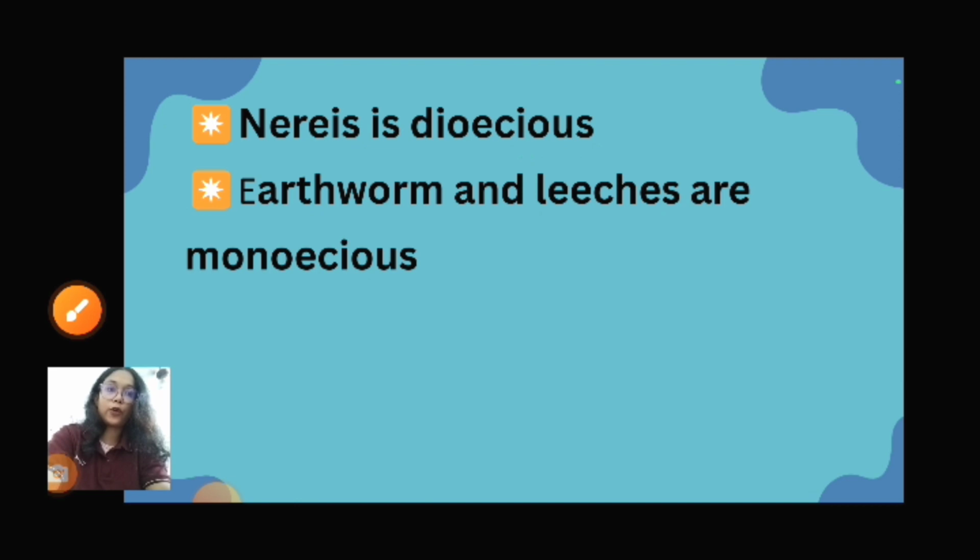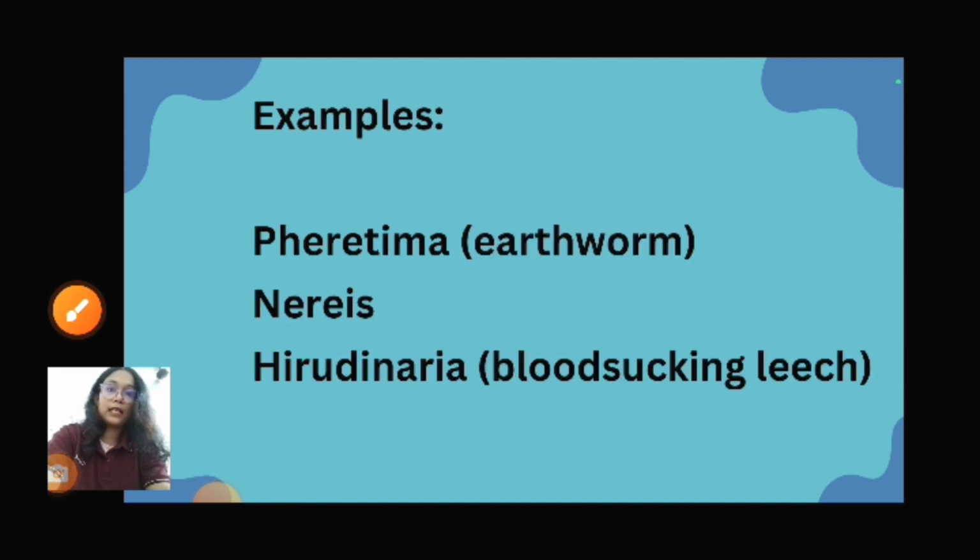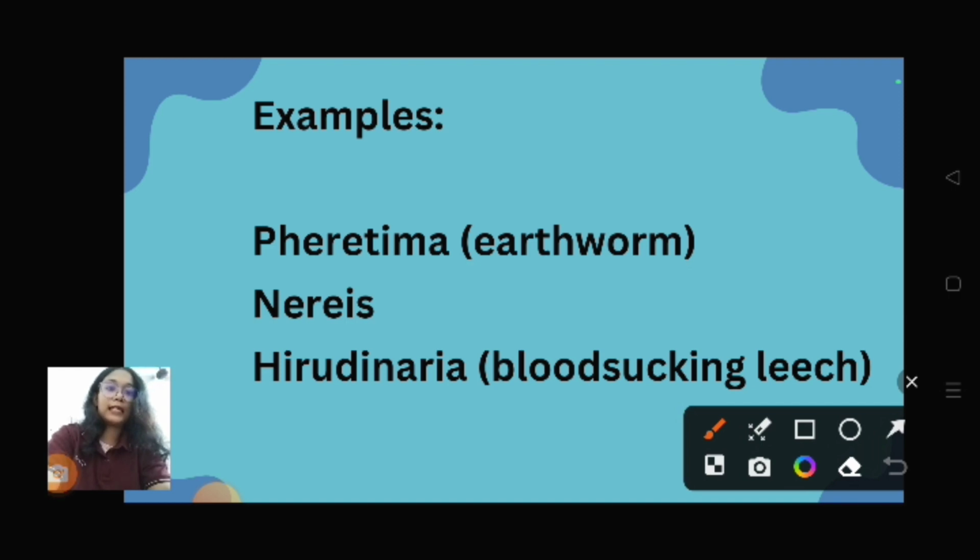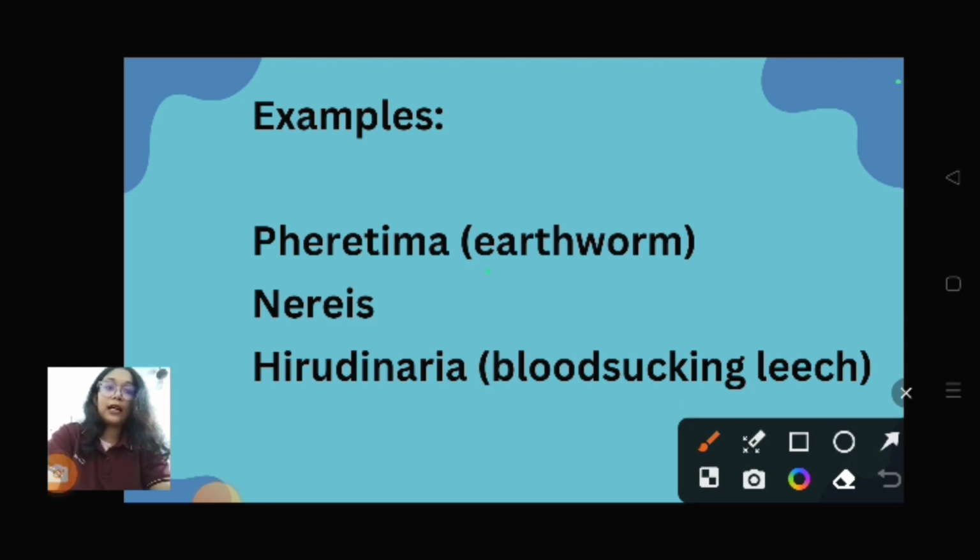Then moving on to the next part. The examples of these annelids are the earthworm. The biological name for the earthworm is Pheretima. Okay, then Nereis we have already discussed. And this blood sucking leech, that used to suck the blood, that is called Hirudinaria.